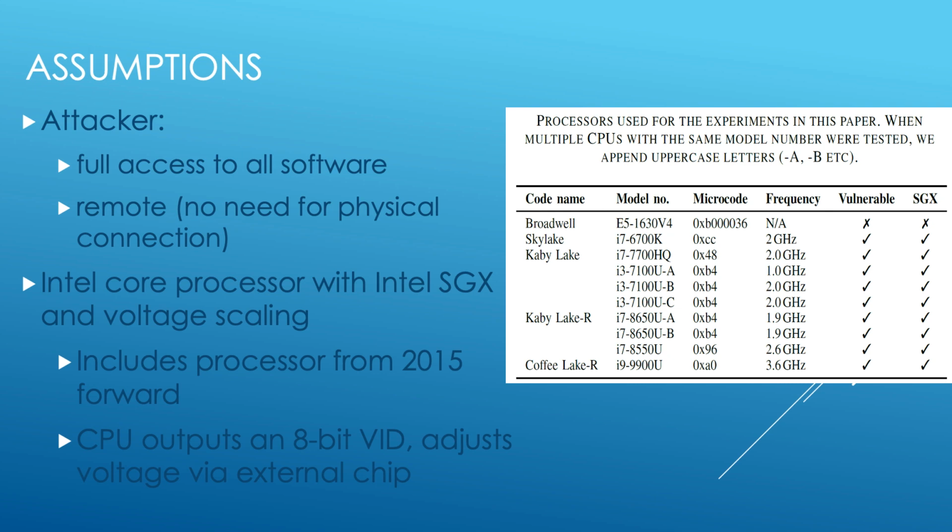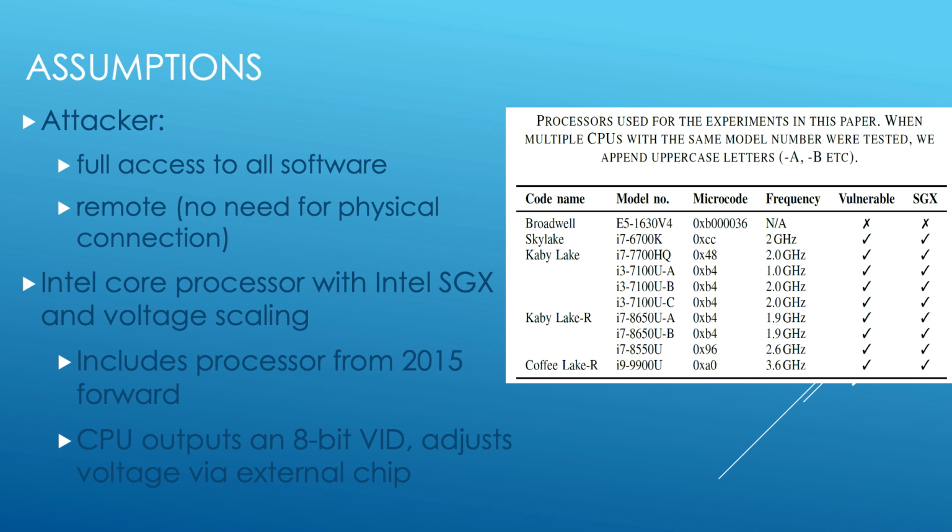Again, we're talking about Intel Core processors, so there is a limit to which ones they can apply this type of method to. It includes processors from Skylake forward, so that's processors from around 2015 forward. And again, a little bit into the way this is calculated.